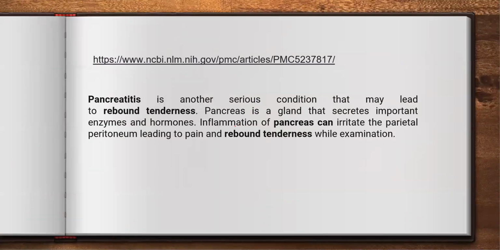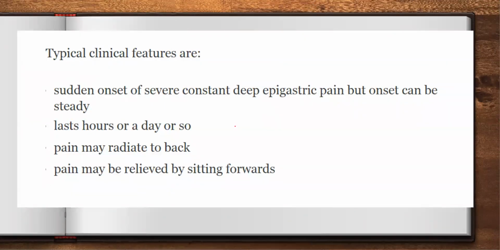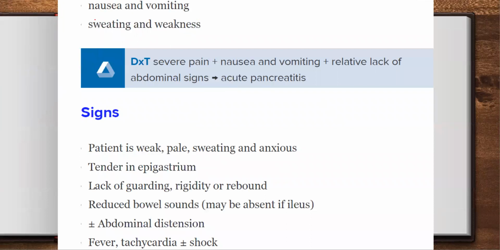Okay, now let's go into that. This is for pancreatitis. A pancreatitis patient has a sudden onset of severe, constant, deep epigastric pain, lasting hours or even a day. Sometimes it can radiate to the back and is relieved by sitting forwards. Patient can have nausea, vomiting as well. The important thing about acute pancreatitis is that the patient will have more symptoms than signs, which means there will be severe abdominal pain, nausea, vomiting, but when you palpate the abdomen, there will be a relative lack of abdominal signs.